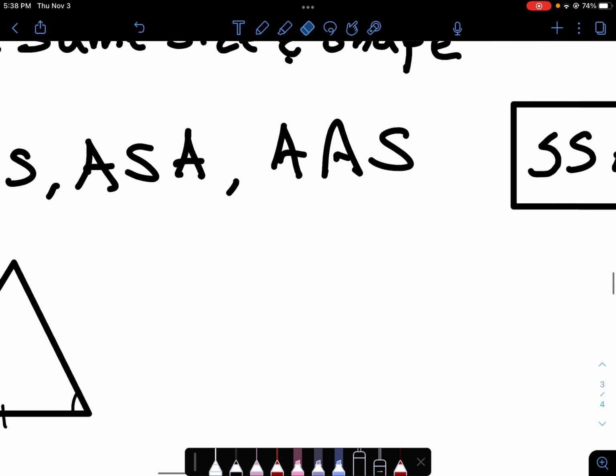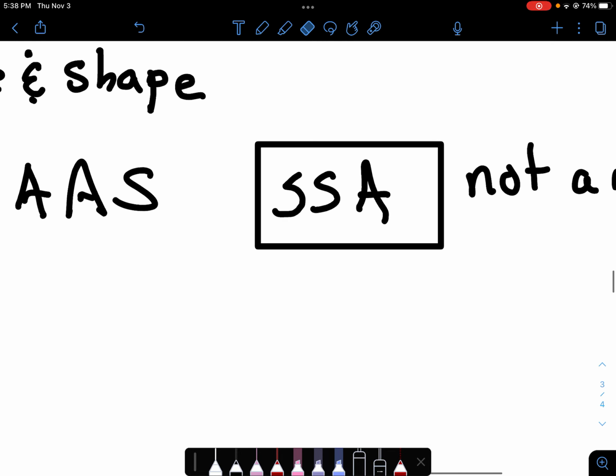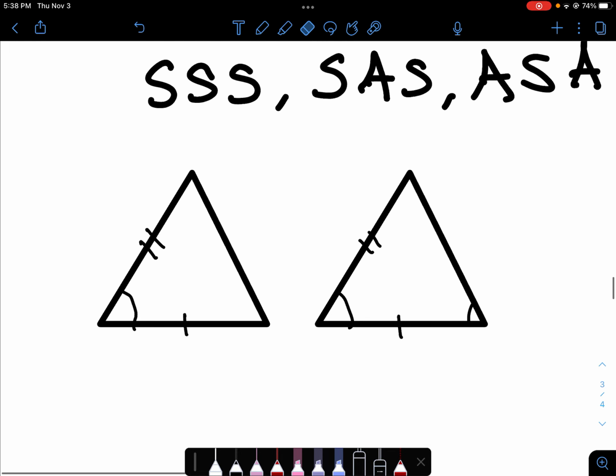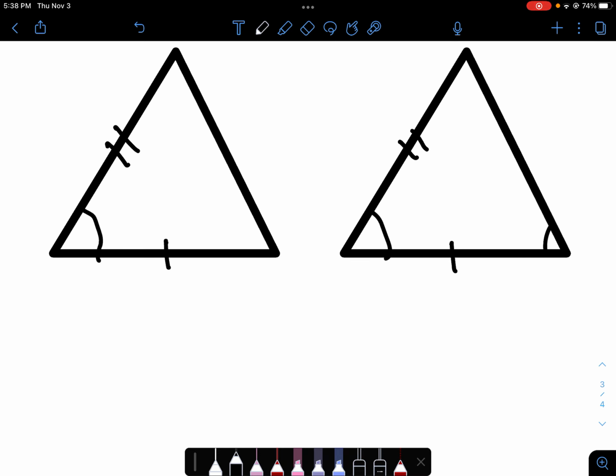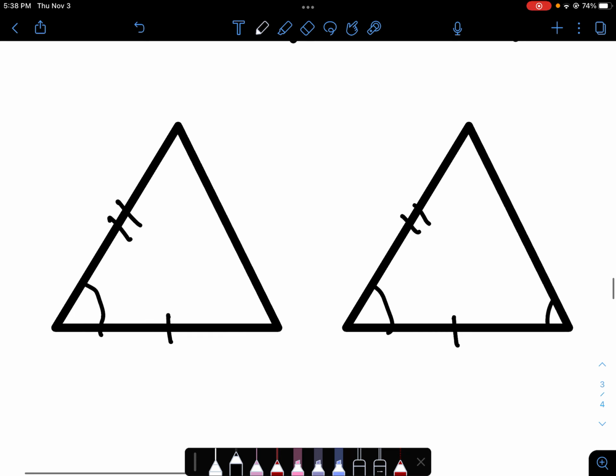And that is also why side-side-angle is not a rule. So this has a specific rule to it where the angle has to be between the two sides. And using that, you can prove the two triangles are congruent.